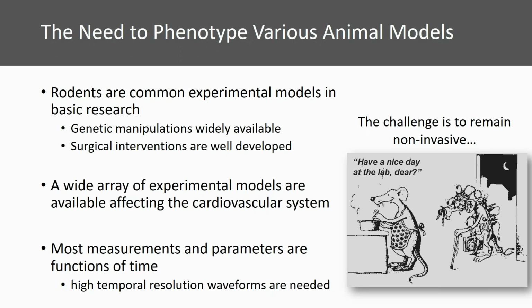However, the main challenge in phenotyping a model is to remain non-invasive, so that the same animal may be used as its own control over the course of a longitudinal study. This helps to reduce variability in the measurements, reduce the number of animals being used to complete a study, and overall improve the outcome from your study. As you will see, the Doppler flow velocity system is primarily used for non-invasive studies.